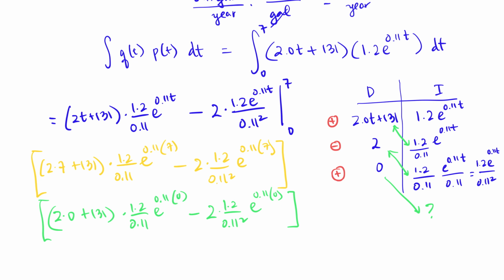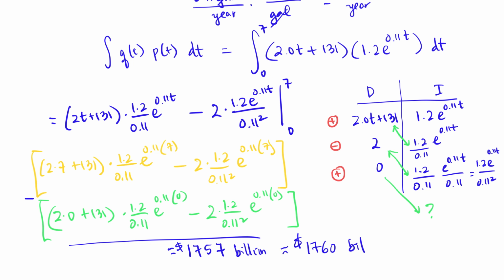Once we evaluate the two, we subtract them in this order, taking the first minus the second, and use a calculator. We will get approximately 1,757. The unit is billions of dollars. If we round it to the nearest $10 billion, then it is approximately $1,760 billion.